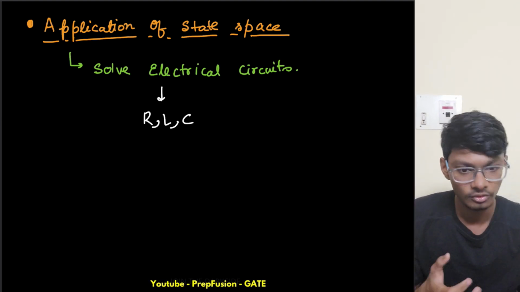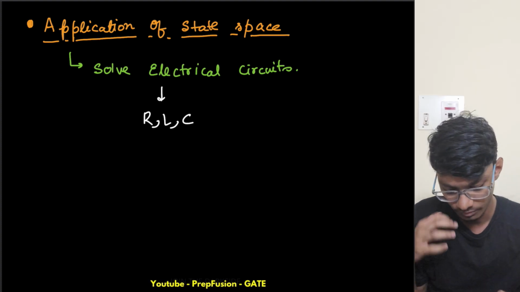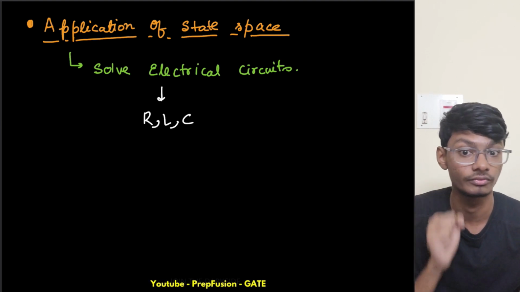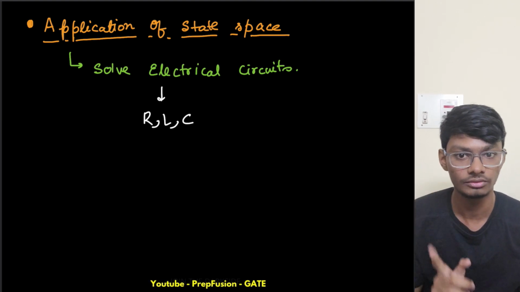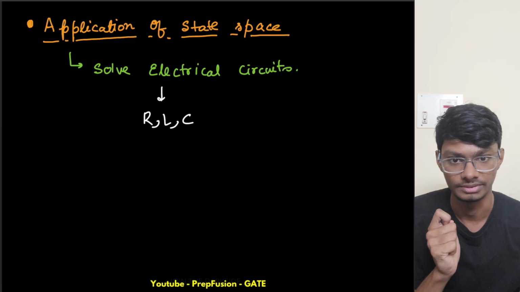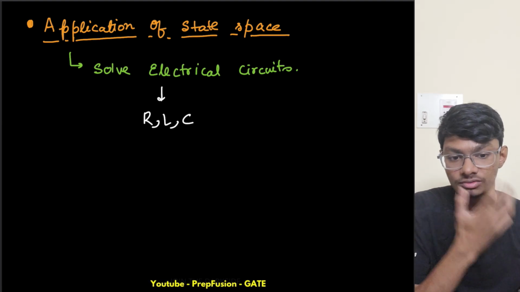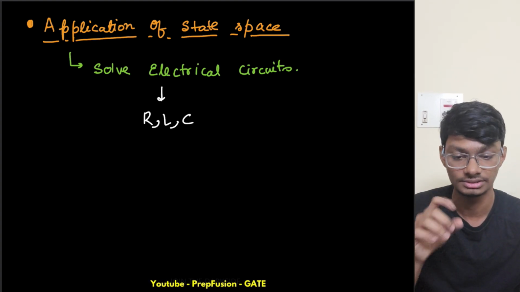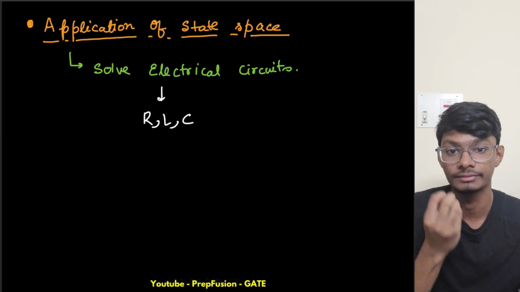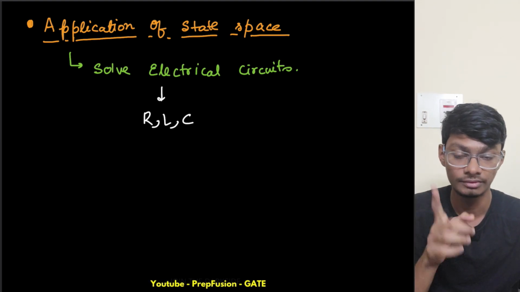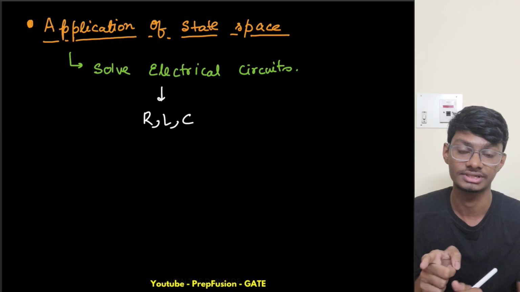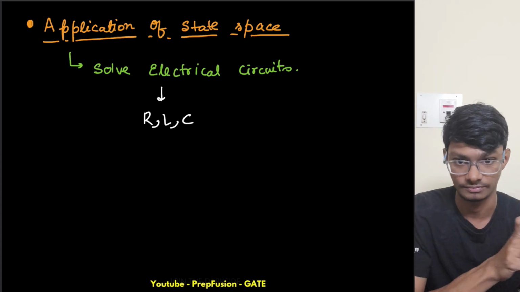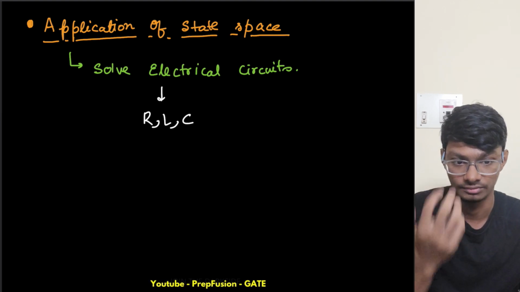When we solve electrical circuits using state space, what is the first thing that we need to do? Think about it. The first thing we need to do is define the state variables. Which variables will be state variables? Remember from the first lecture itself, what does a state variable do? A state variable is a variable which is responsible for changing the state of the system.